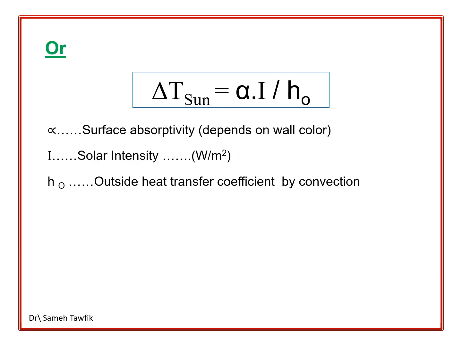To calculate delta T sun we have capital I, solar intensity, measured in watts per square meter; alpha, surface absorptivity, which depends on the wall color; and H0, the outside heat transfer coefficient by convection. Finally, the relationship is delta T sun equals alpha times I divided by H0.